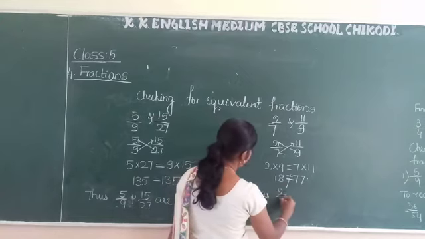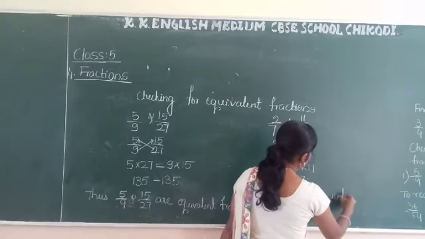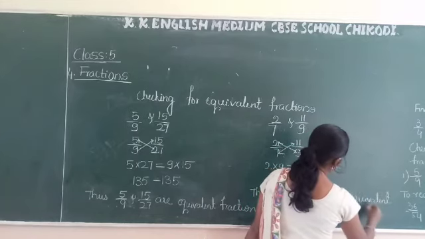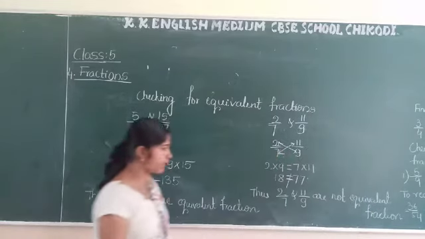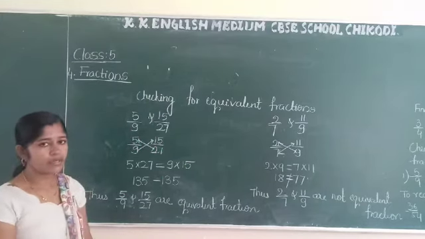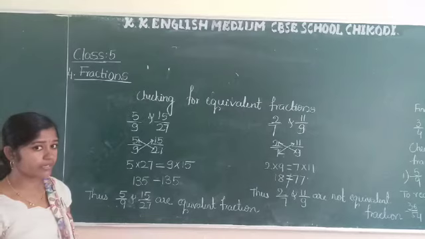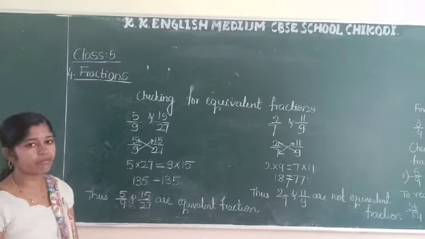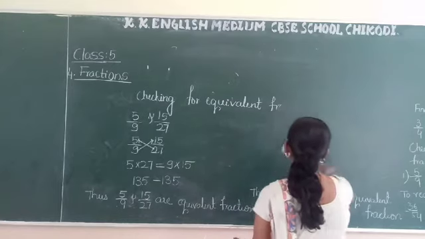Thus 2 by 7 and 11 by 9 are not equivalent fractions. If LHS is equal to RHS, that means it is an equivalent fraction. If LHS is not equal to RHS, that means it is not an equivalent fraction. I hope this is clear to you. In this class I taught equivalent fractions, how to find equivalent fractions, and how to check whether the given fractions are equivalent or not. Then the next concept is reducing to the lowest form.